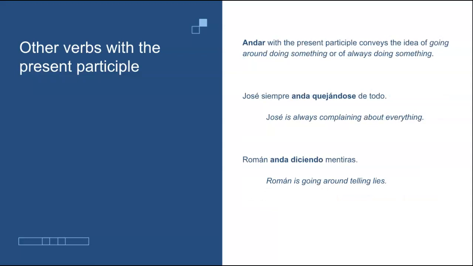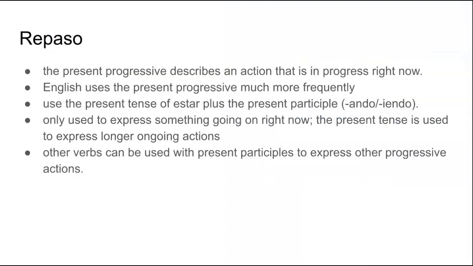And finally, andar with the present participle conveys an idea of going around doing something, or of always doing something. José siempre anda quejándose de todo. José's always complaining about everything. Román anda diciendo mentiras. Román is going around telling lies. Phew, now you know a lot more about el progresivo y los gerundios. Let's review what you've learned.